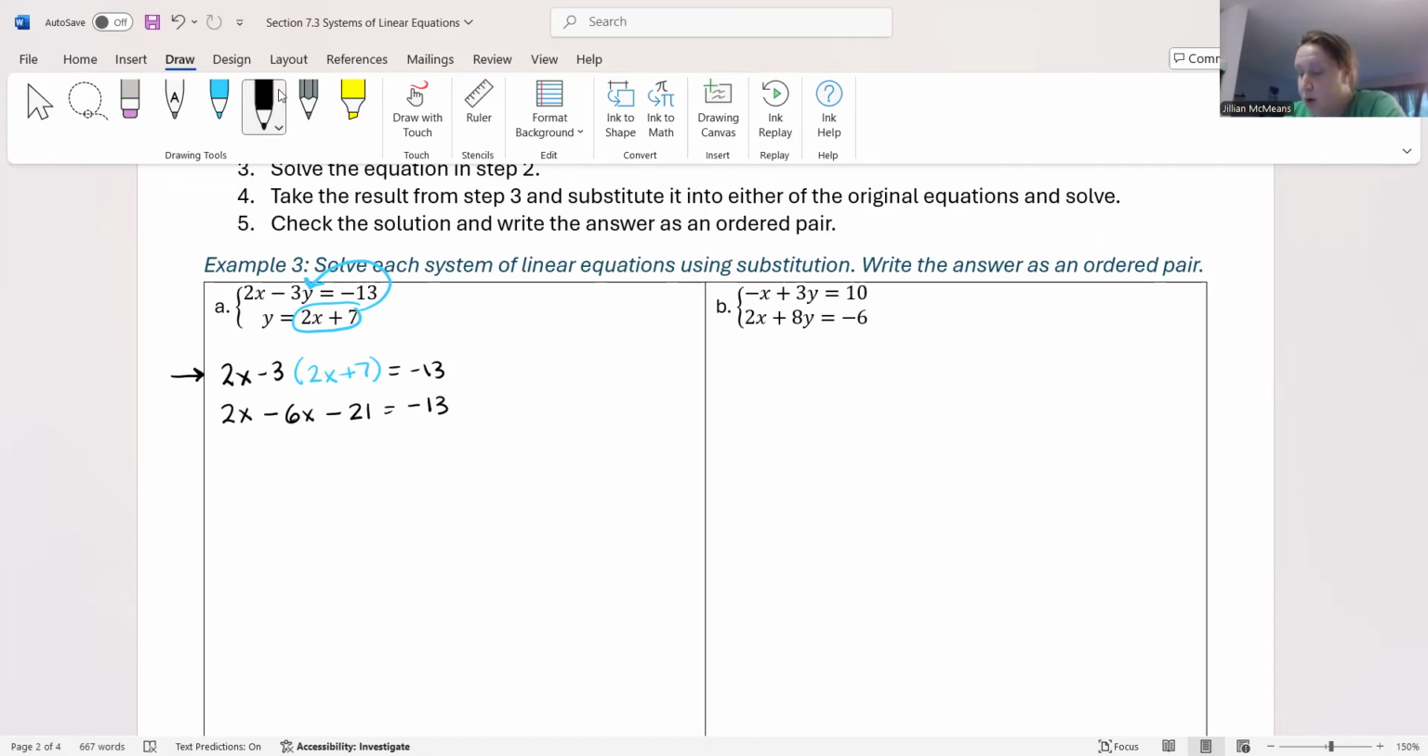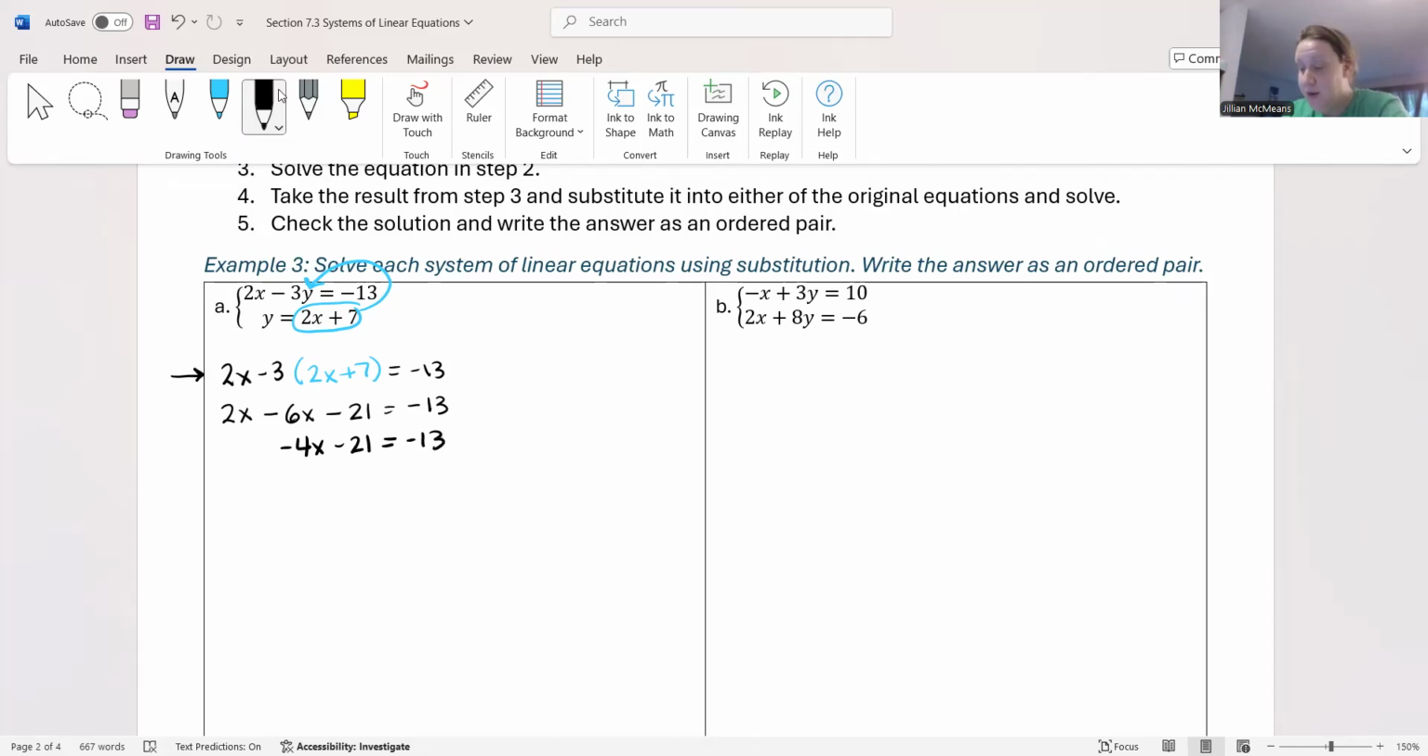Okay, so once you distribute, you want to see if you can combine like terms on the left or on the right. The left-hand side, we can definitely simplify. So 2x minus 6x is -4x. And then I'm going to keep my -21 and my equals -13.